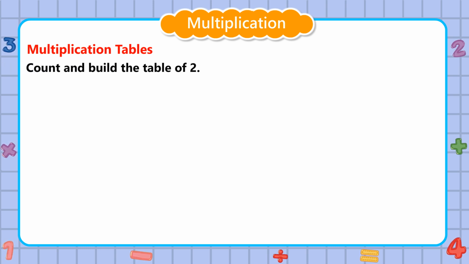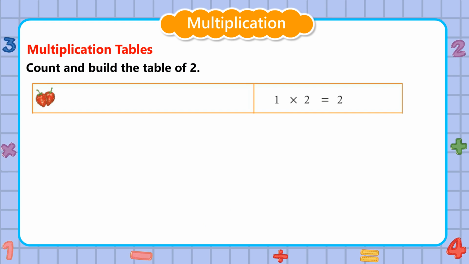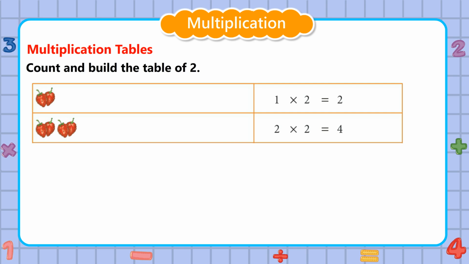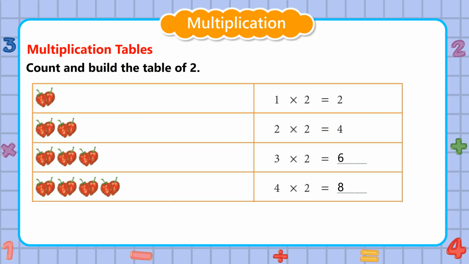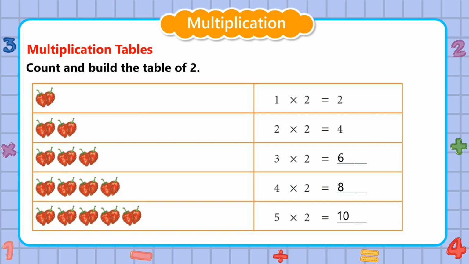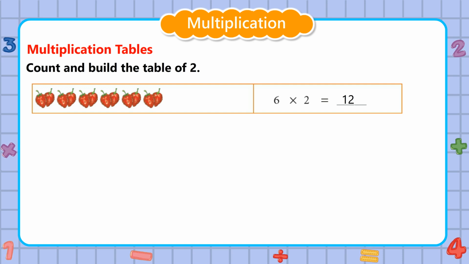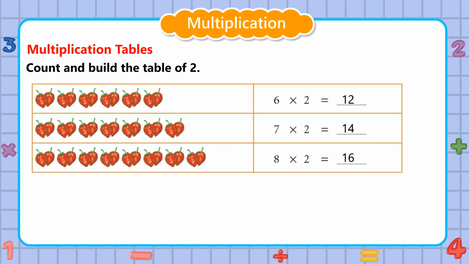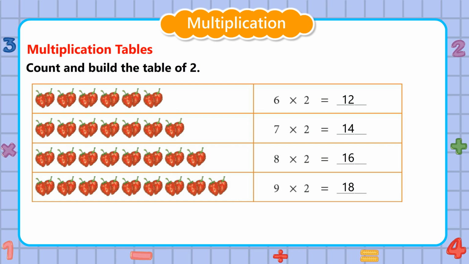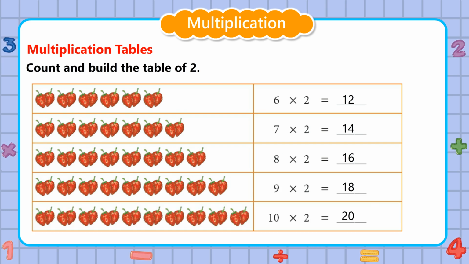Count and build the table of 2. 1 multiplied 2 is equal to 2. 2 multiplied 2 is equal to 4. 3 multiplied 2 is equal to 6. 4 multiplied 2 is equal to 8. 5 multiplied 2 is equal to 10. 6 multiplied 2 is equal to 12. 7 multiplied 2 is equal to 14. 8 multiplied 2 is equal to 16. 9 multiplied 2 is equal to 18. 10 multiplied 2 is equal to 20.